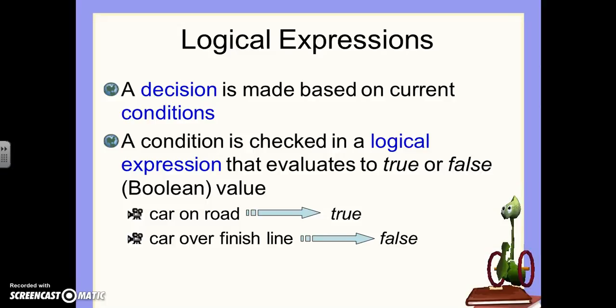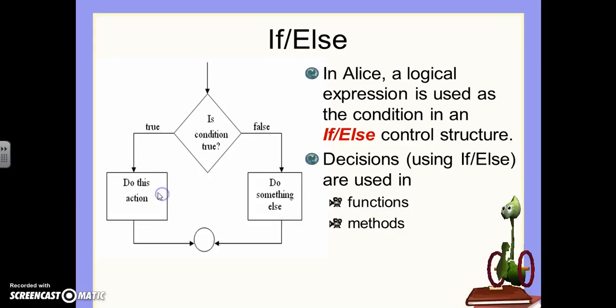So is the car on the road? Is that true or is that false? The car over the finish line, is that true or is that false? That's the condition that's being tested. So if we break this down a little bit further, in if else, if this condition is true, then do this action. If that condition is false, then do something totally different or do nothing at all.